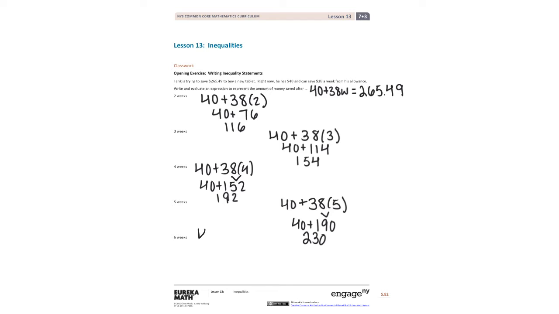So I have 40 plus 38 times 6. Go ahead and multiply 38 times 6 into your calculator. You are going to get a total of 228. So now I have 40 plus 228, and that is going to give me 268. So now, has he finally saved up enough money for his tablet? Well, the answer is yes.